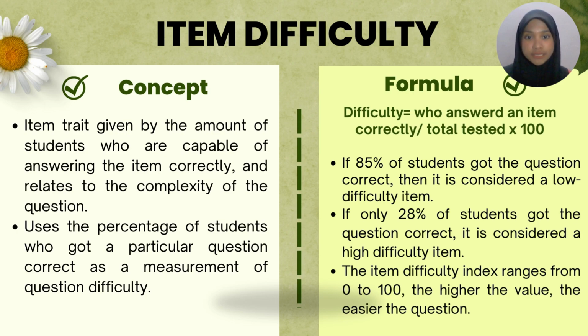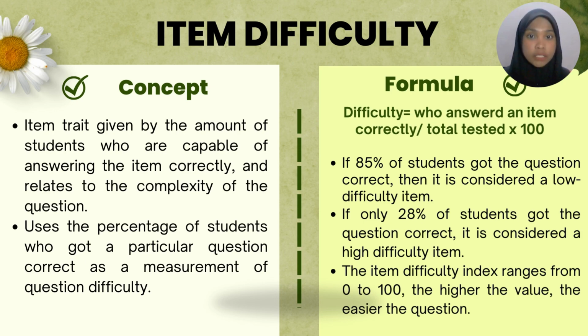Based on the item analysis that I have mentioned before, I will explain item difficulty first. The concept of item difficulty is an item trait given by the number of students who are capable of answering the item correctly, and relates to the complexity of the question. Item difficulty uses the percentage of students who got a particular question correct as a measurement of question difficulty. In other words, item difficulty is simply the percentage of students who answer an item correctly.